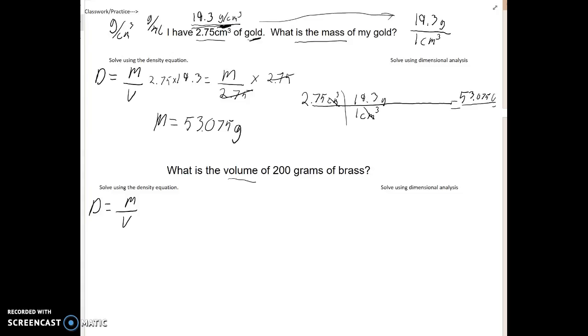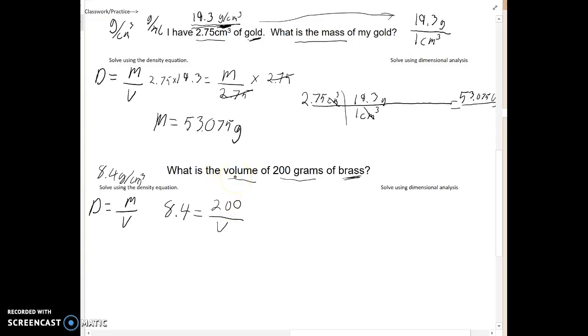So again, I'm going to look at my given. I have 200 grams, so I can plug that in for my mass, and I'm working with brass. So I'm going to go to my density reference, look it up. It has a density of 8.4 grams per centimeter cubed. So I'll write that off to the side here, 8.4 grams per centimeter cubed. And now I'm going to plug in my value. So 8.4, which is the density, is equal to 200, which is my mass, divided by volume, which is my unknown variable, which is what I'm trying to solve for.